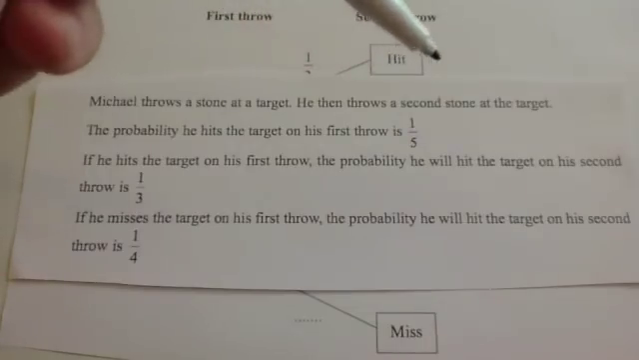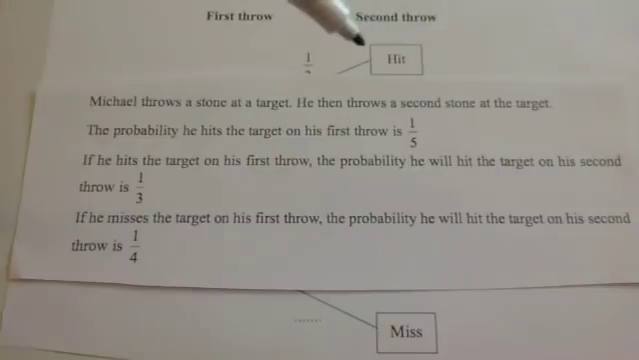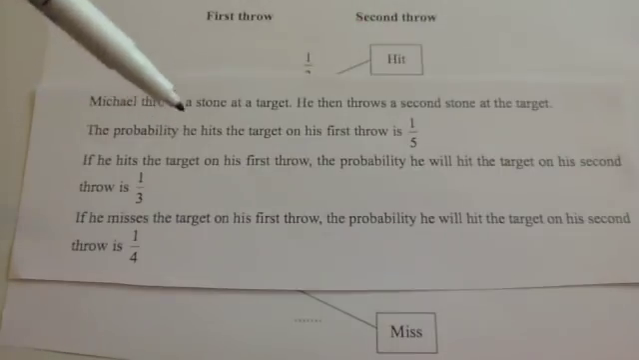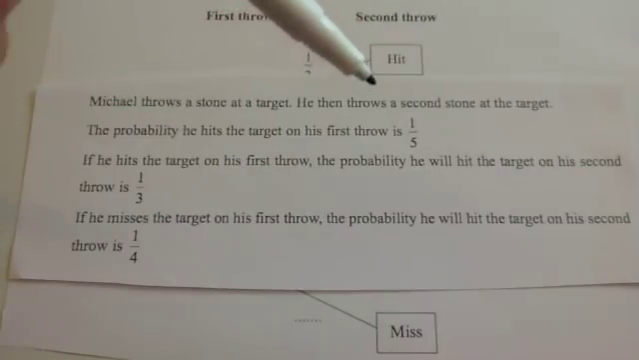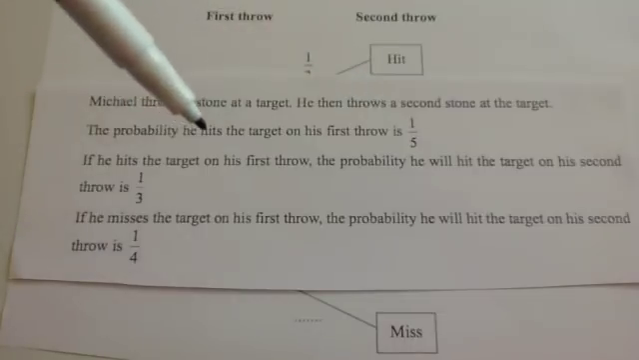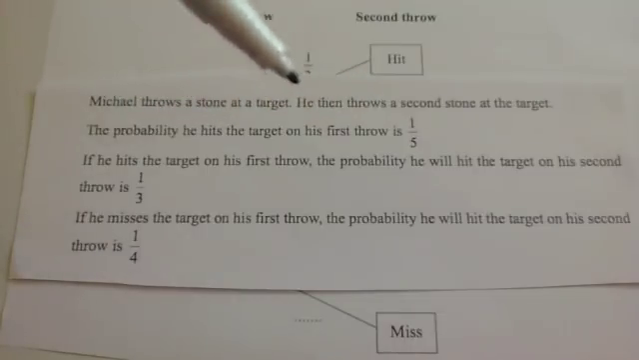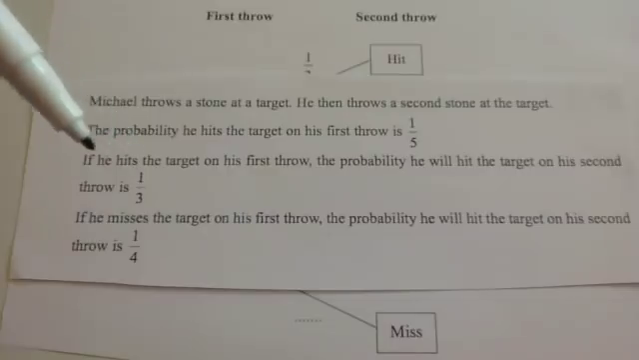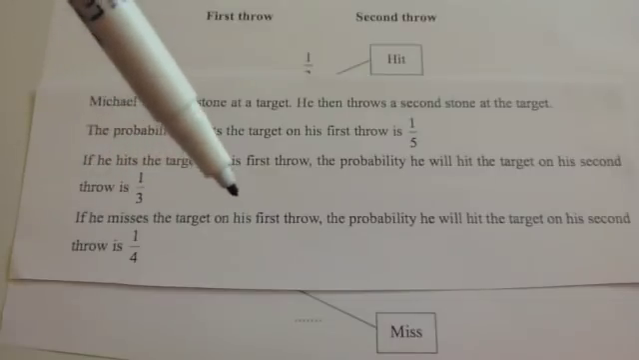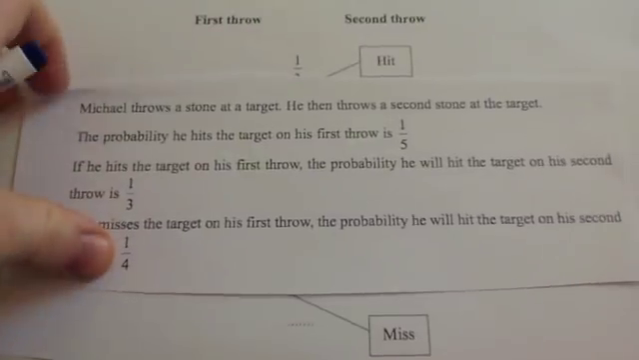He then throws a second stone at the target. So he's going to throw 2 stones. The probability he hits the target on the first throw is 1/5. If he hits the target on the first throw, the probability he hits it on the second throw would be 1/3, and if he misses it on the first throw, the probability he hits it on the second throw is 1/4. So let's have a look at it.